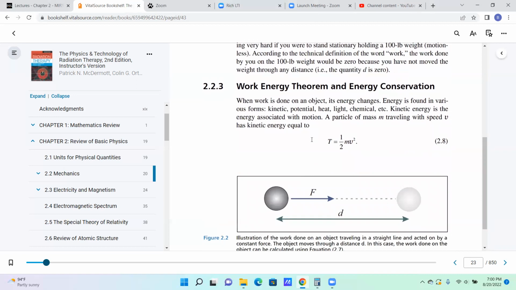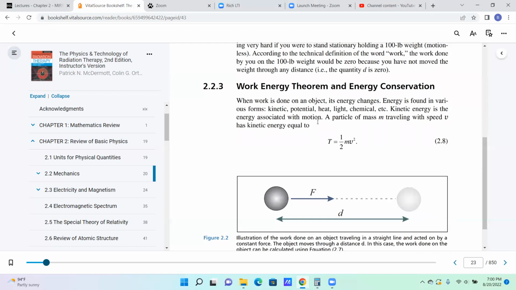Okay, so we've gone from velocity to acceleration to force, and then from force to work, and then with work, we're also talking about energy. Now that we're building on those concepts as we go along, when work is done on an object, its energy is going to change.